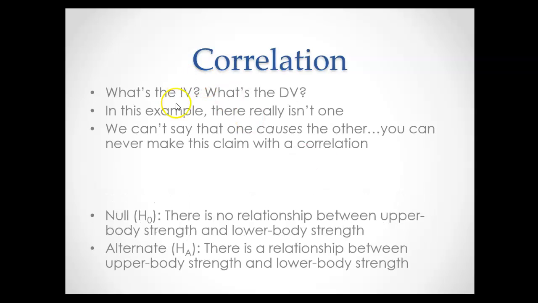Now, is there actually an independent variable and a dependent variable with this research question? Not necessarily, and when you do correlation, it's a little bit tricky to tell if something is an independent variable or a dependent variable, and you have to really look at the research question. So in the example of upper body strength and lower body strength, we can't really say that there's an independent or dependent variable. We would just be looking at relationships. So we can't say that one causes the other. And as a matter of fact, you can actually never make this claim with a correlation. With correlations, we are just looking at relationships. We're not able to determine causation here.